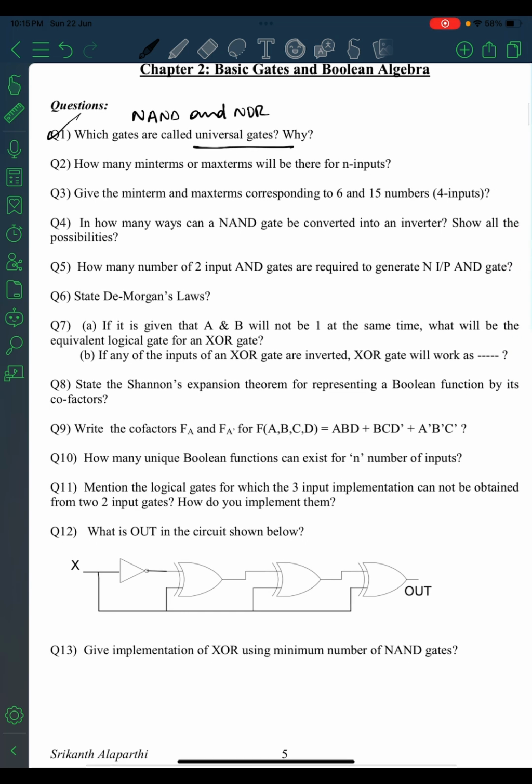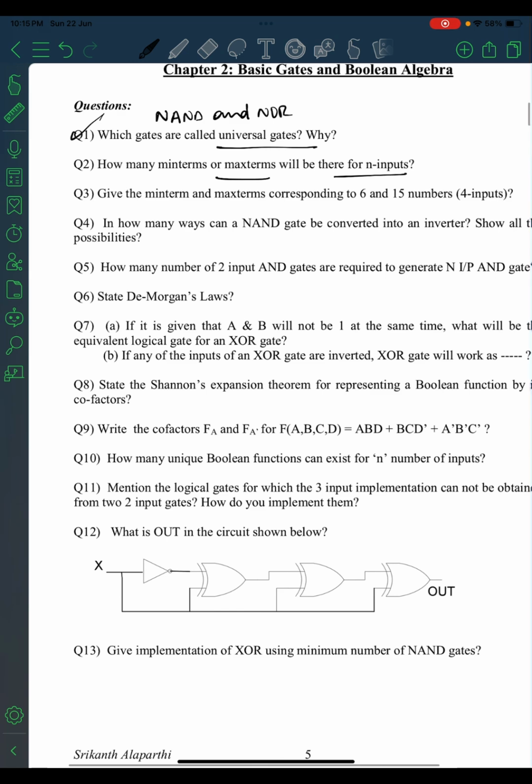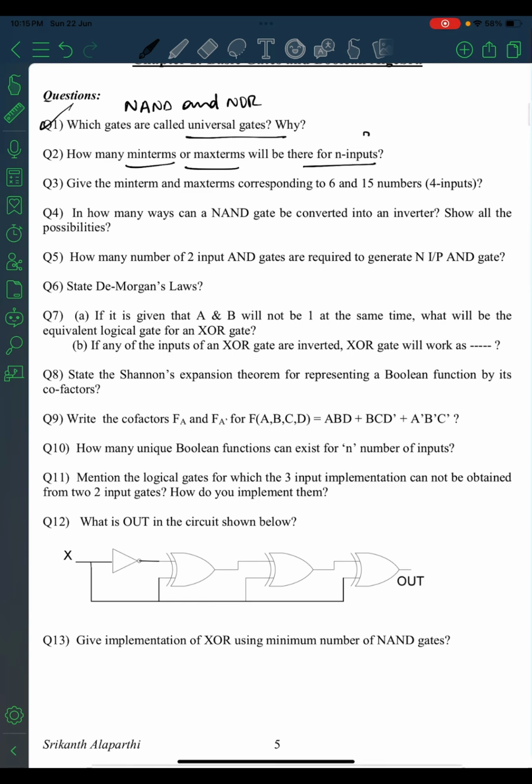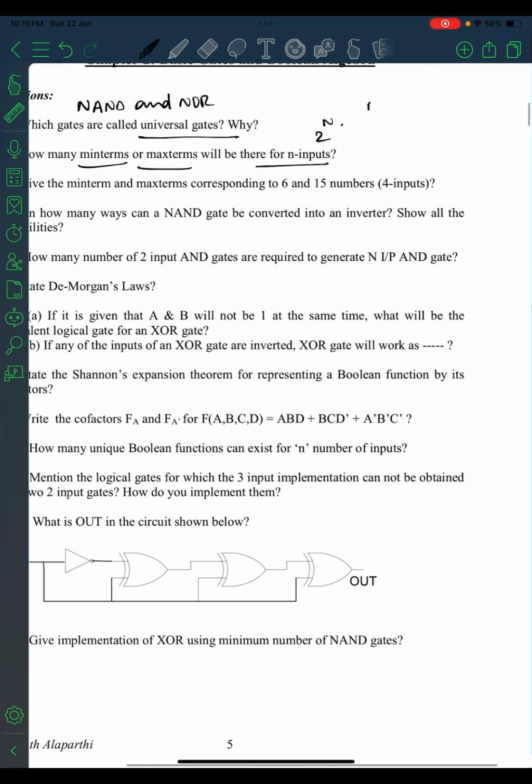The second question is, how many min terms or max terms will be there for n inputs? For n inputs, the maximum number is 2 to the power of n. Suppose n is equal to 2, say A and B. All the possibilities are 00, 01, 10, 11. These become A'B', A'B, AB', and AB. So two variables create four min terms and the corresponding four max terms.